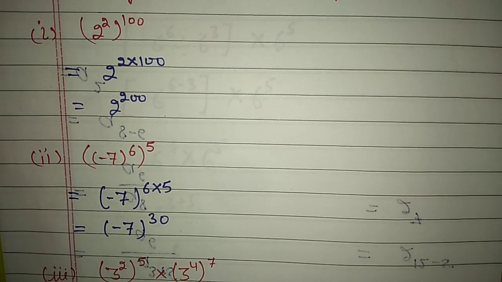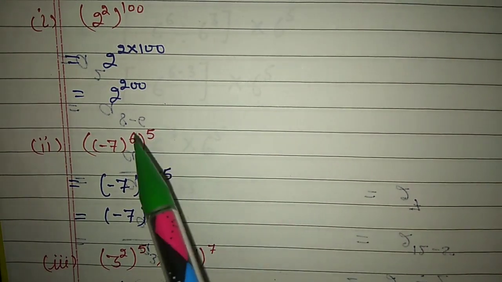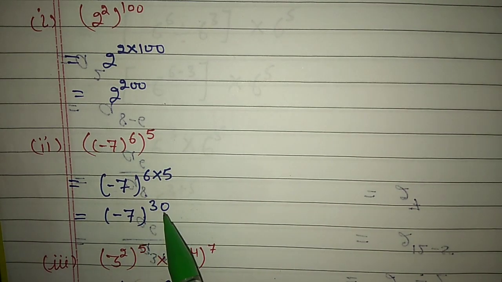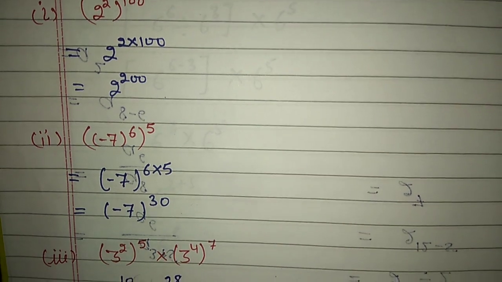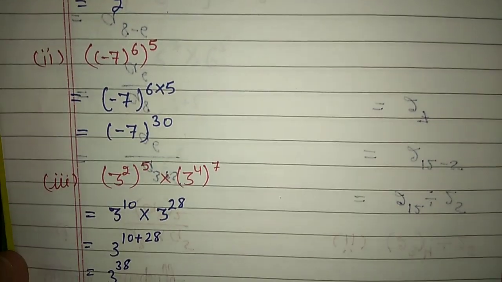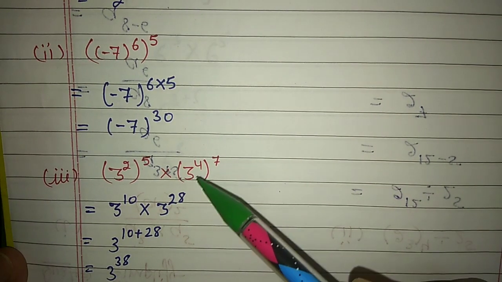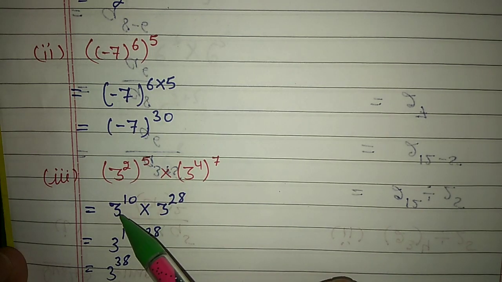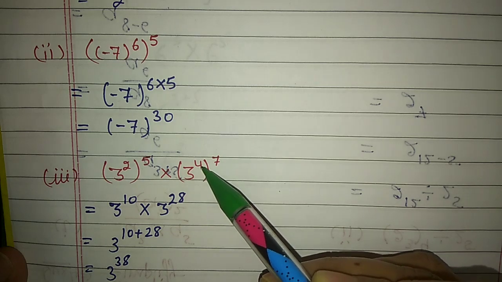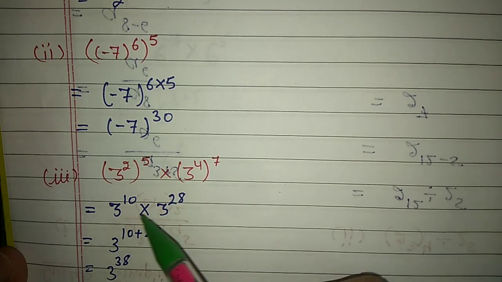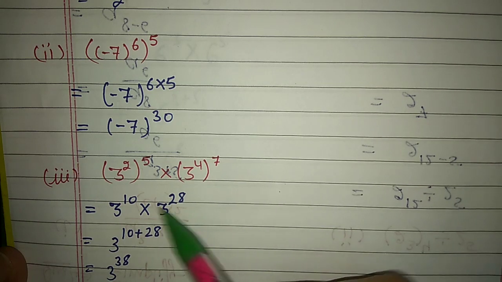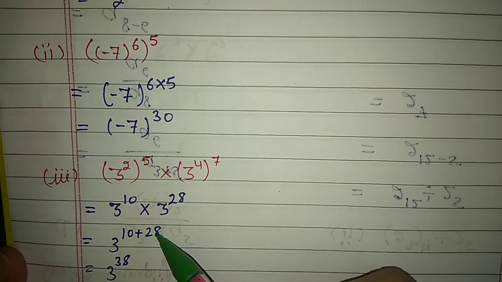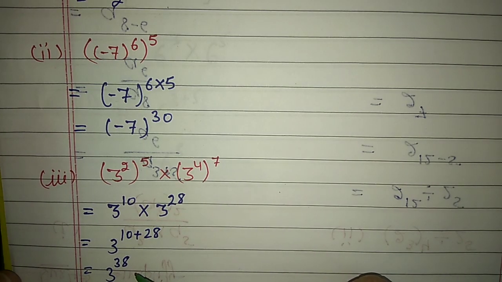Second part, (-7^6)^5. Again power to the power, multiply it, 6 into 5, so -7^30. Third part, (3^2)^5 multiplied by (3^4)^7. So first power to the power multiply, it will become 3^10. Here also 4 into 7, 28. Then in multiplication, if base is same, then power we have to add. So here base is same, it will become 3 to the power 10 plus 28, 3^38.